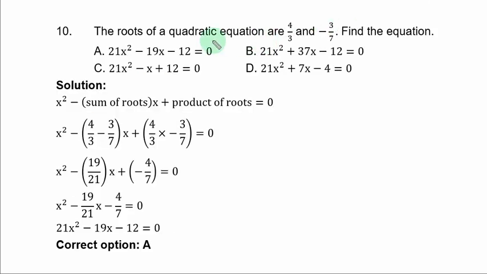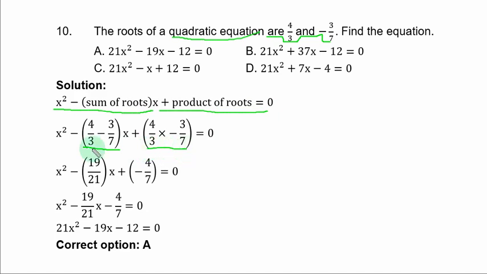Question 10. The roots of a quadratic equation are 4 over 3 and minus 3 over 7. Find the equation. To find such equation, you can use this simple rule. s squared minus sum of roots times s plus product of roots equal to 0. So this is sum of roots, product of roots.